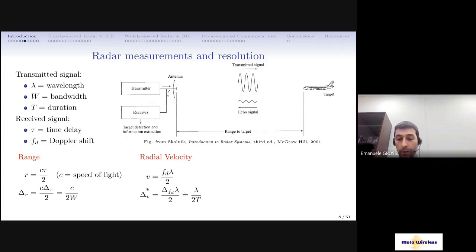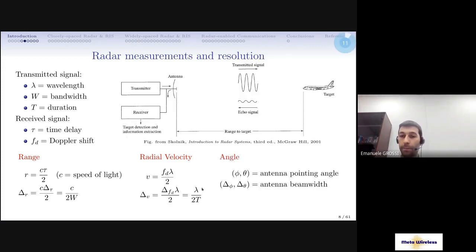The accuracy in the velocity measurement is related to the accuracy with which we can measure the frequency. And it is widely known that a large duration allows a low uncertainty, or a small error, in the frequency measurement. So the uncertainty in the velocity measurement is therefore lambda divided by 2T, where T is the total signal duration.